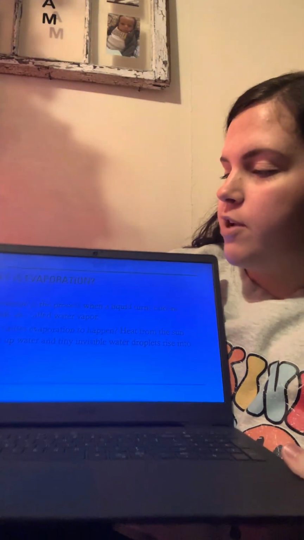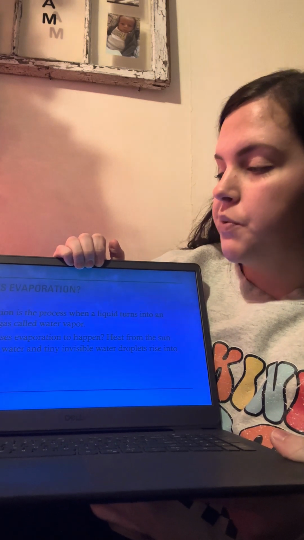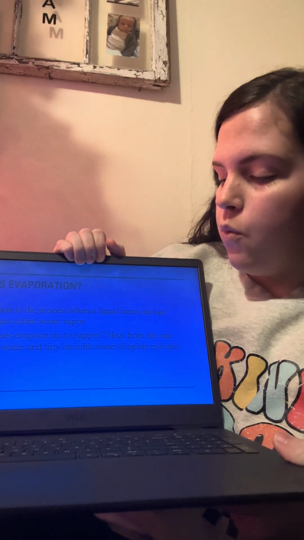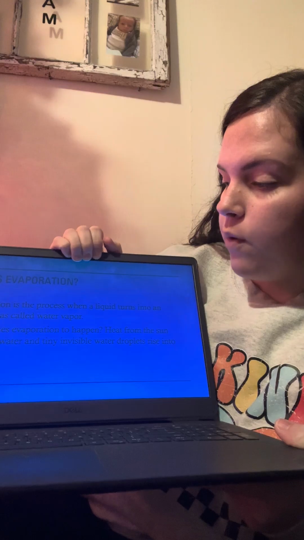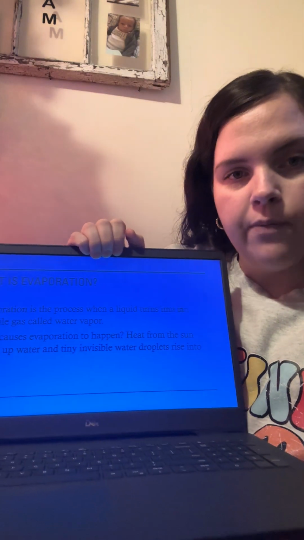What is evaporation? Evaporation is the process when a liquid turns into an invisible gas called water vapor. What causes evaporation to happen? Heat from the sun warms up the water and tiny invisible water droplets rise into the air.